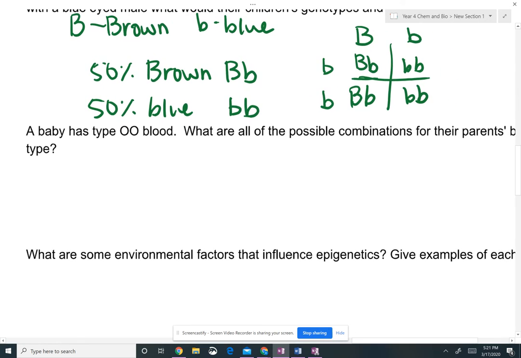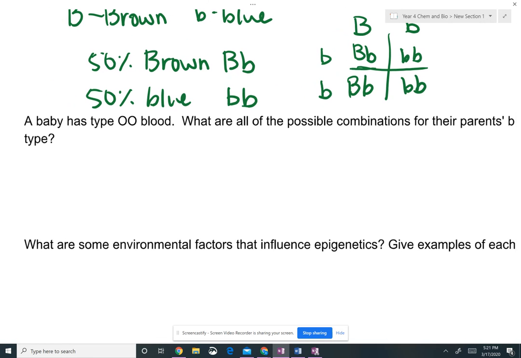Okay, so it says on here, a baby has type O blood. What are the possible parents' combinations for their blood type? If you are thinking, how do I get this OO, there are a variety of different ways. For one, you can have both parents that have OO blood. So let's go ahead and make a list, mom and dad.